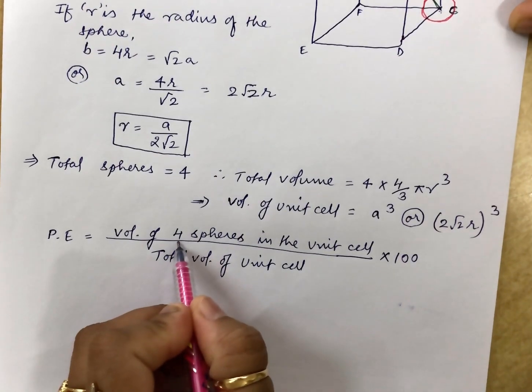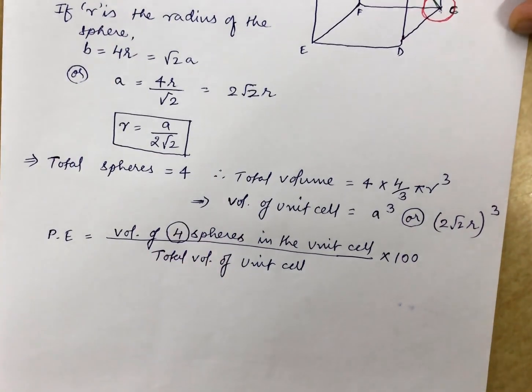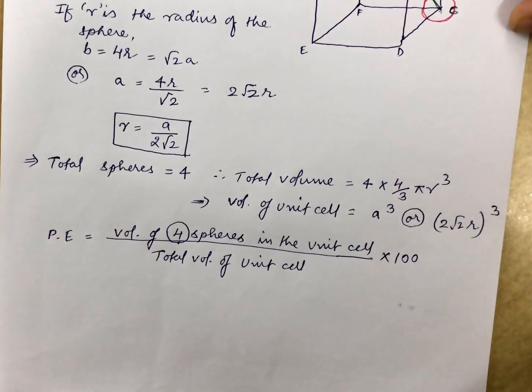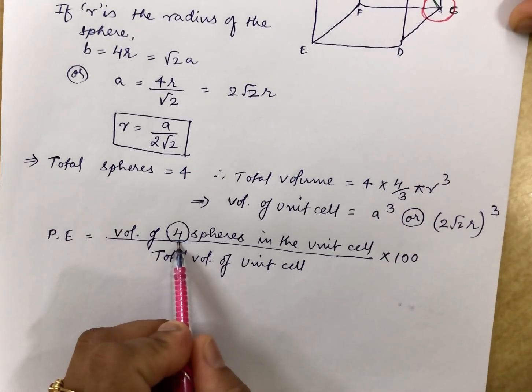Because I have written here 4, which is very important. You need to take care of that. Had it been some other structure like BCC, this would have been 2. Or had it been a simple cube, instead of 4, it would have been 1.